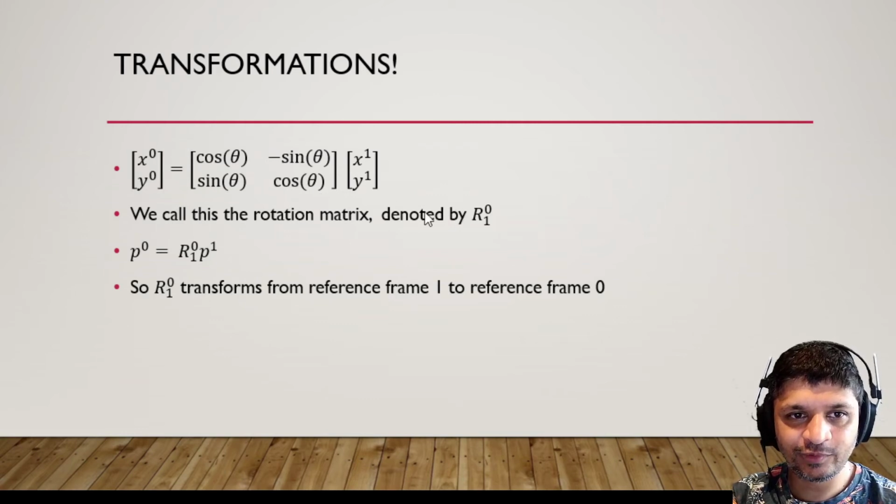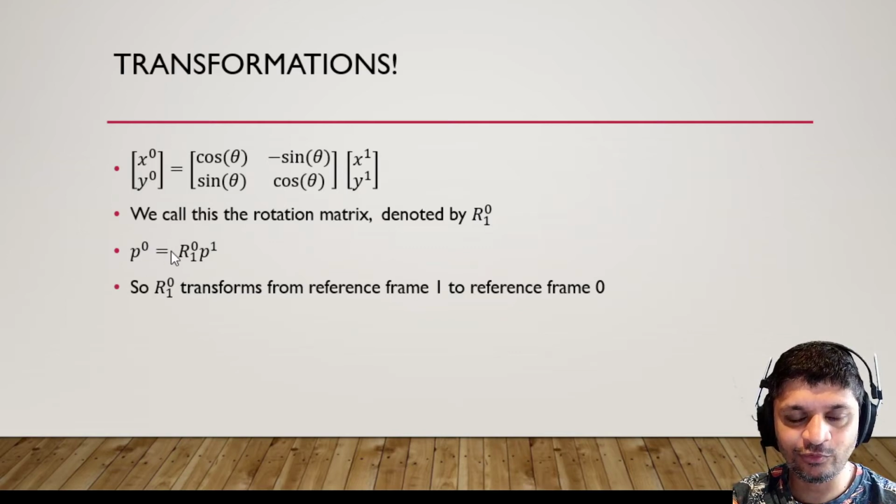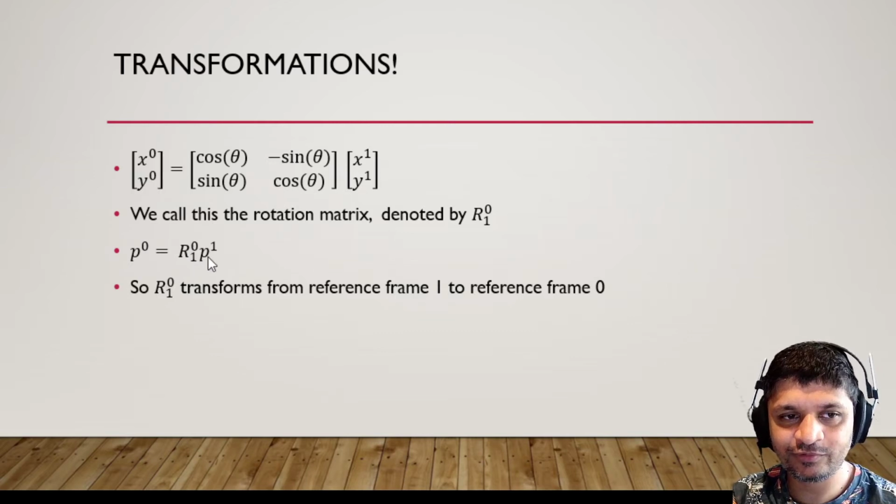And we'll particularly call it R1 naught, right? It's the rotation matrix that converts from reference frame 1 to reference frame 0. That's the notation convention. And the cool thing is we can say the position in reference frame 0 is the rotation matrix that converts from 1 to 0 multiplied by the position in reference frame 1. Okay? So R1 naught is our transformation from reference frame 1 to reference frame 0.